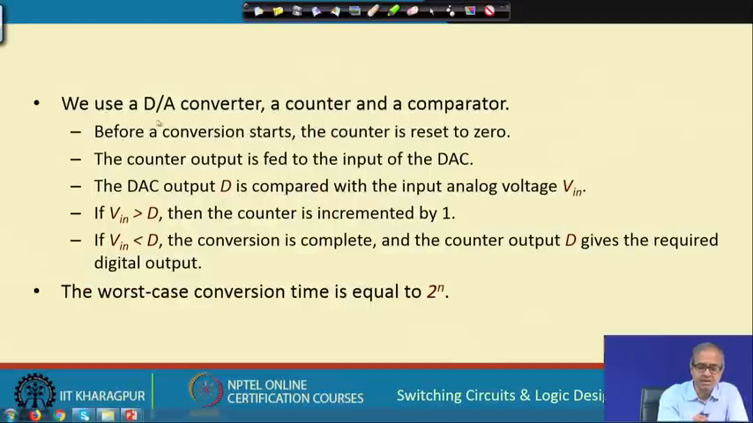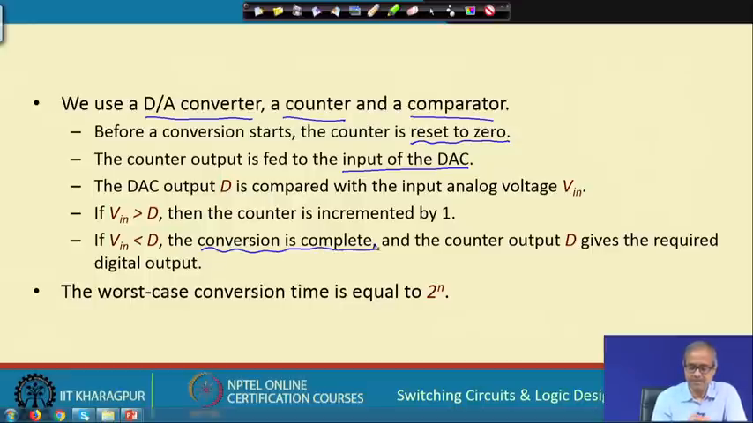Whatever we have said is actually mentioned here. We use a DA converter, a counter and a comparator. Before the conversion starts, the counter is reset to 0. The counter output is fed to the input of the DA converter, and the DA converter output is compared to the input voltage that you are applying. If the input voltage is greater than the DAC output, then the counter increments by 1. If it is less, then the counter does not increment anymore and conversion is complete. As I had said, the worst case conversion can be 2 to the power n clock pulses.